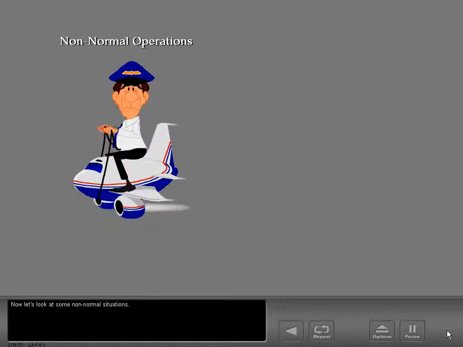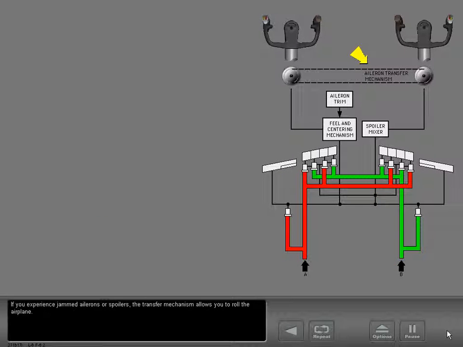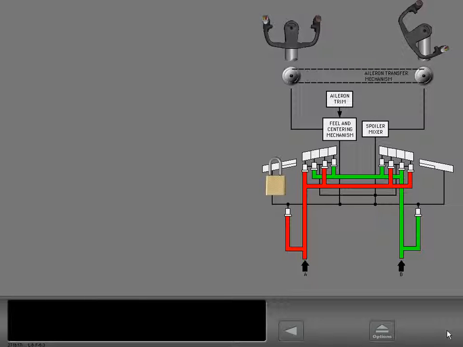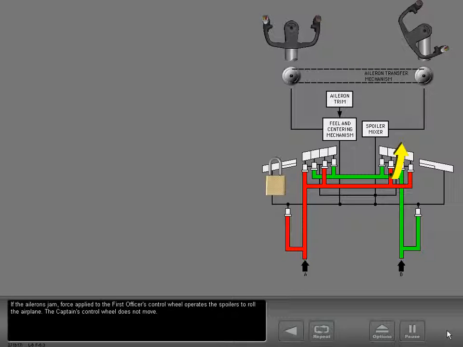Now let's look at some non-normal situations. If you experience jammed ailerons or spoilers, the transfer mechanism allows you to roll the airplane. If the ailerons jam, force applied to the first officer's control wheel operates the spoilers to roll the airplane. The captain's control wheel does not move.